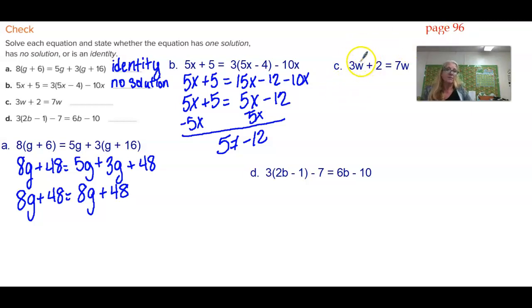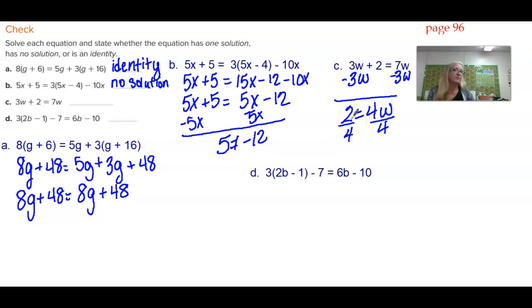Okay, C. Oh, this looks pretty straightforward. We want to get all our variables on one side, right? So let's get rid of the smaller one first. We'll subtract 3w from both sides. I get 2 equals 4w. Divide both sides by 4. And I get w equals 1/2. That is one solution.